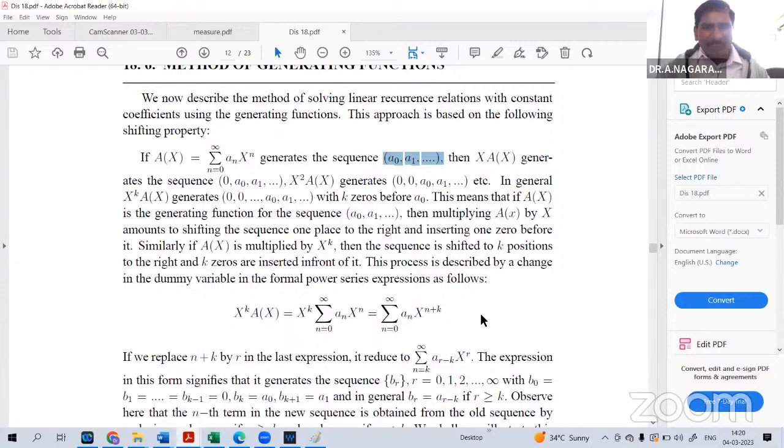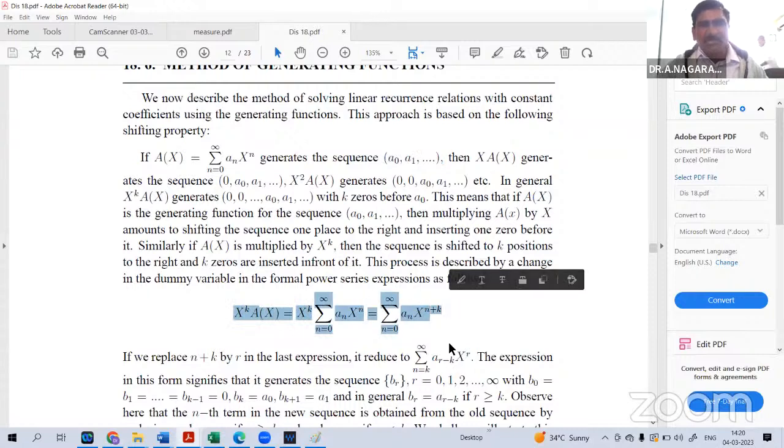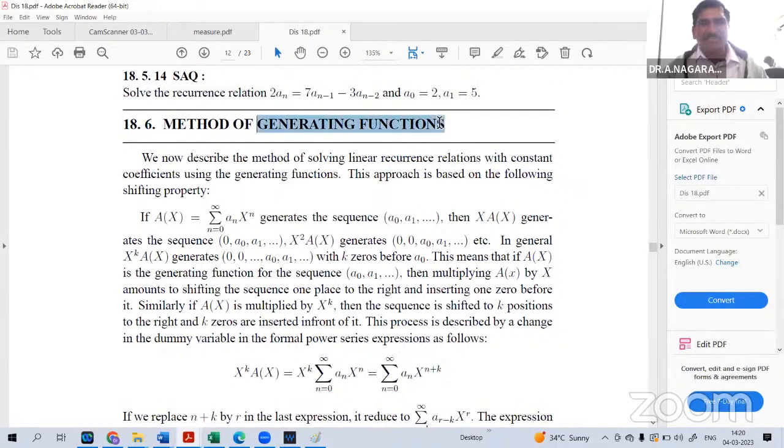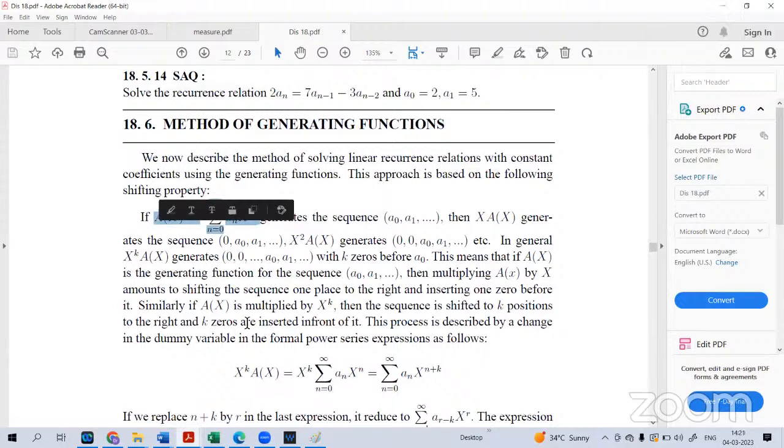Next, this is a form we can write: a_k x to the power k. This comes to one of the function forms, a summation of x to the power of n plus k. If we write that, this comes to the generating function. We call it a generating function. Simply, it generates the sequences.